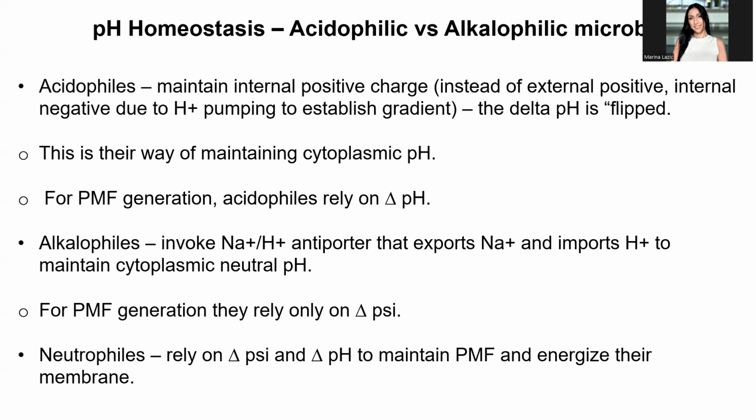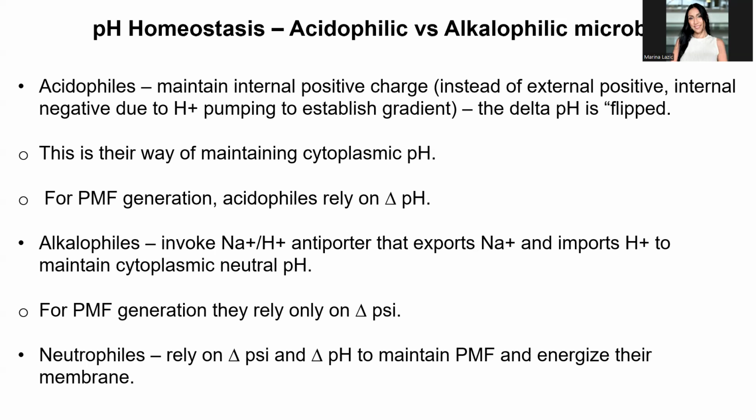In the case of acidophiles, that gradient is actually flipped, which means they have more positive inside and more negative outside. So that is their way of maintaining internal cytoplasmic pH. And these guys don't actually rely on delta psi, so they don't rely on the electrical component of proton motive force. They rely on delta pH, the chemical component of proton motive force.